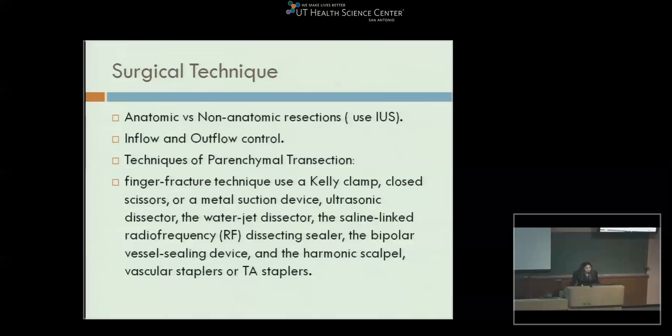In regards to techniques of parenchymal transection, there's multiple techniques that you can utilize, which include finger fracture, ultrasonic dissector, water jet dissector, saline-linked radiofrequency dissecting sealer, bipolar, harmonic, stapler devices, etc.